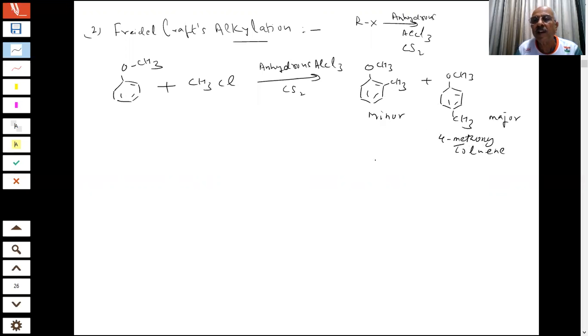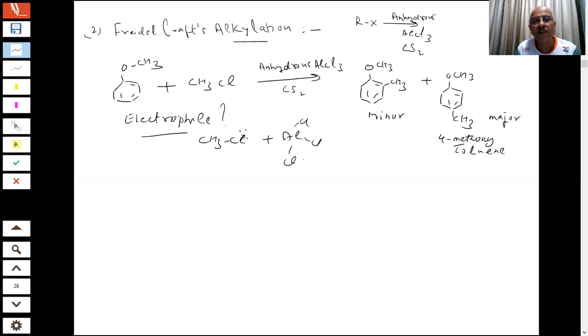You know what is toluene? CH3 attached to benzene. Now in this case, what is the electrophile, student? Which electrophile is attacking this? Can you tell me, student, which electrophile is there in the Friedel-Crafts alkylation? CH3Cl, AlCl3. What is AlCl3? This is a Lewis acid.